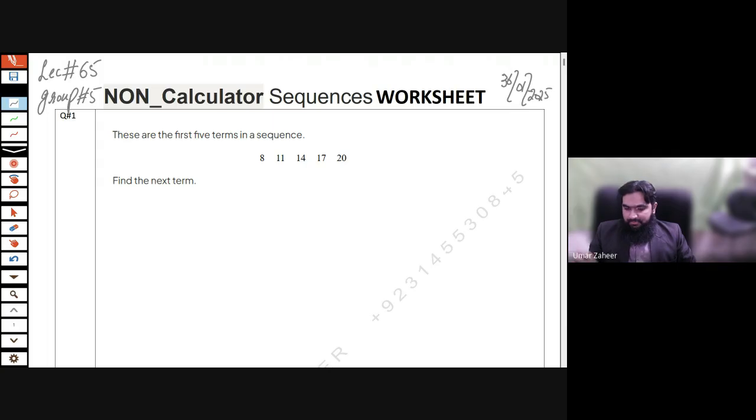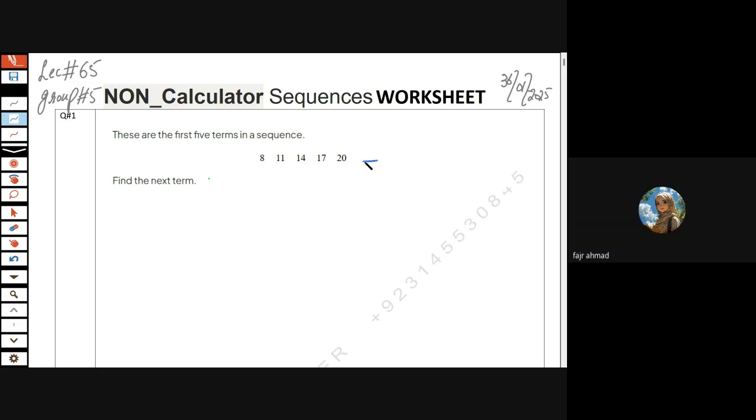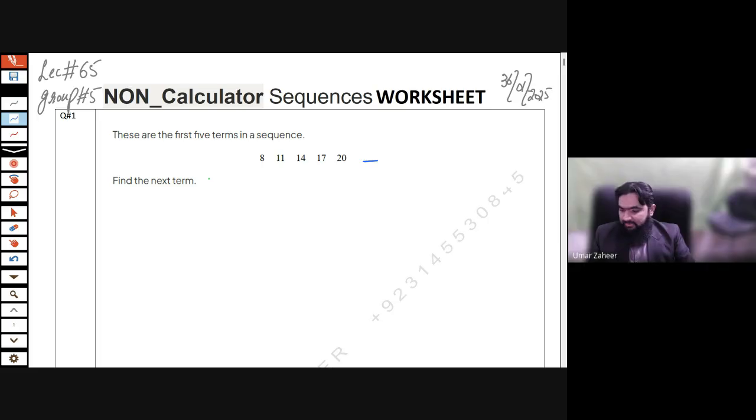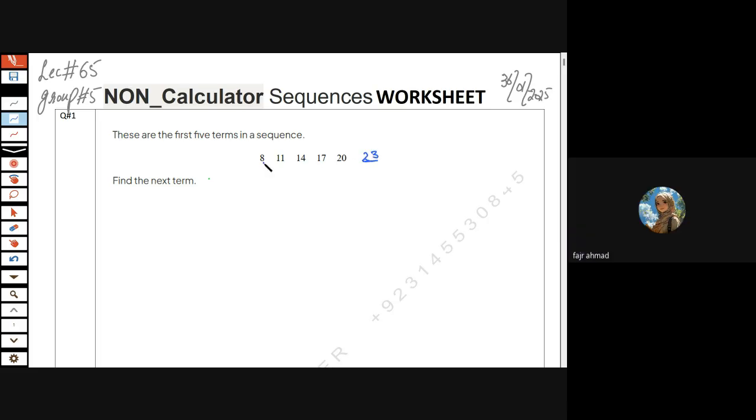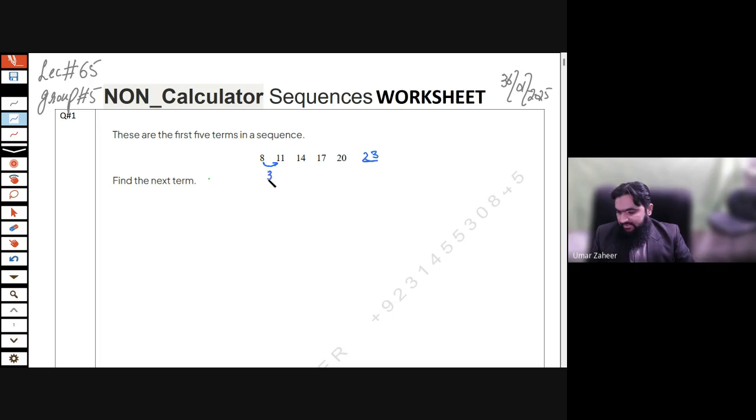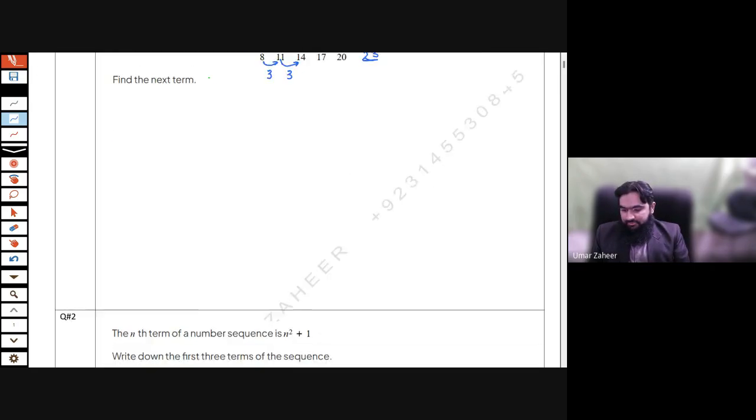Yes, Fajr. Can you please tell me what is the next term in this sequence? 23. Yeah, 23. What is the difference between the two terms? 3. That is 3. 11 minus 8, 3. 14 minus 11, 3. And so on. So the next one will be 23. In the same way, if you want to find more, that will be 26 and so on.